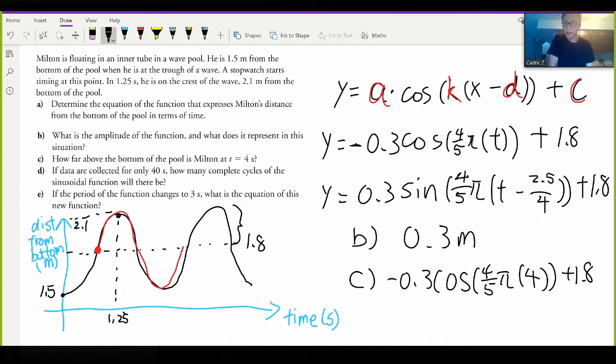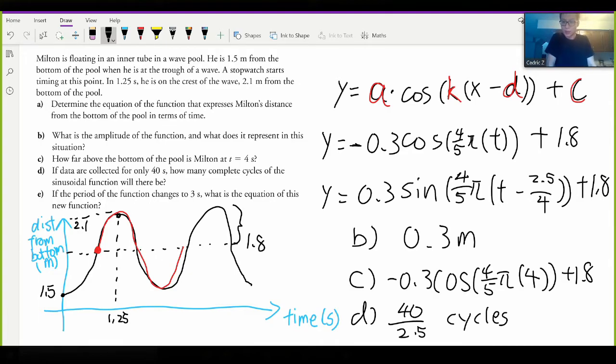Part D. If data are only collected for 40 seconds, how many complete cycles of the sinusoidal function will there be? Remember, one full cycle is 2.5, so if you collect for 40 seconds, you can take 40 divided by 2.5, and that's how many cycles.